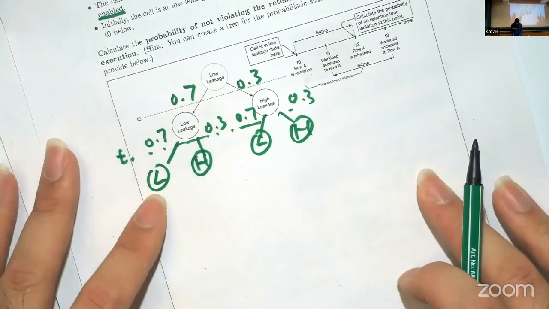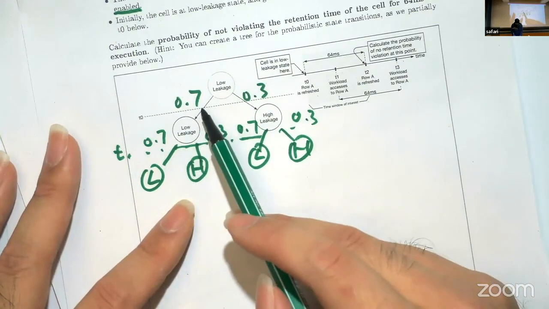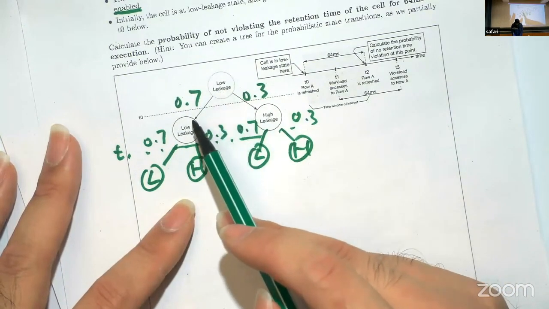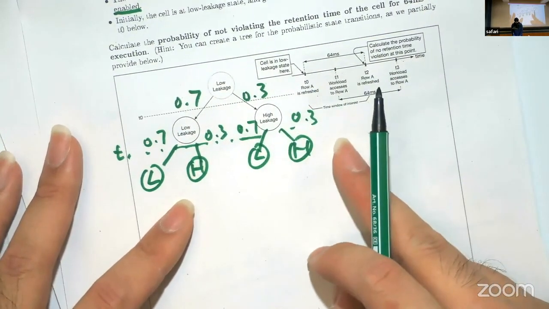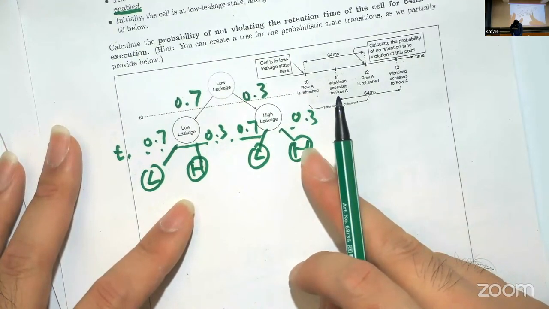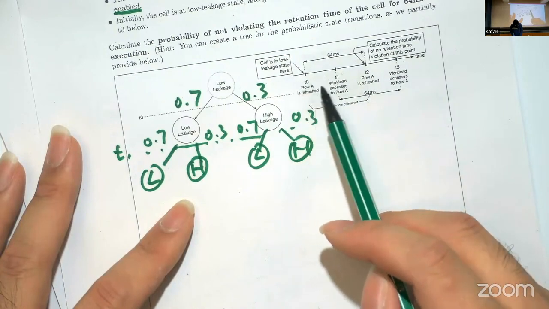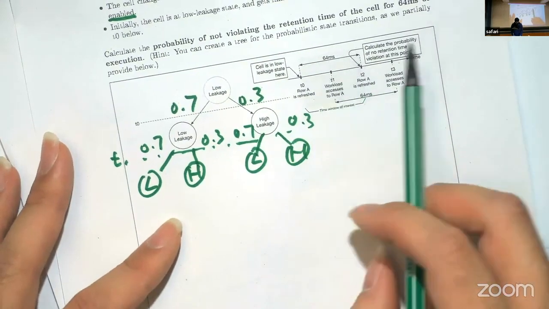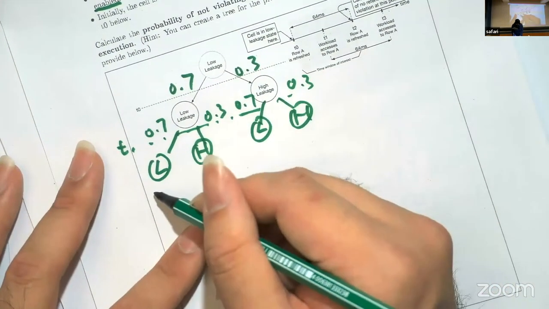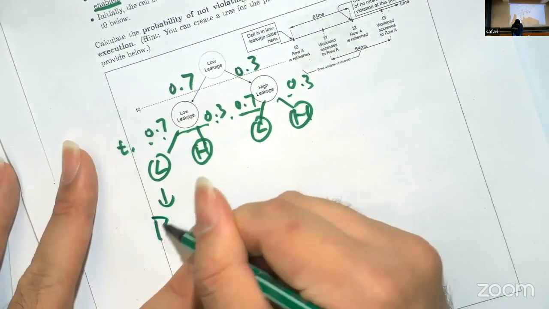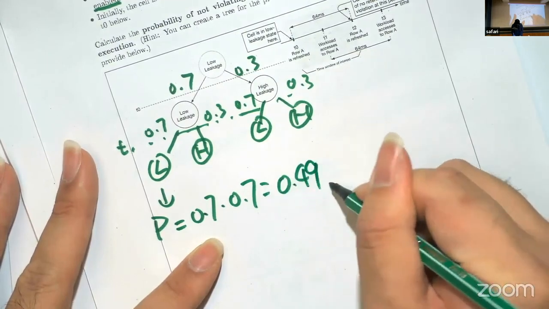So first, let's examine the leftmost L state. Since at all times it stays in the low leakage state, it can retain data for 128 milliseconds. And we know that the time between T0 and T2 is just 64. So there could not be any retention time violations. So this is a go. And this has 0.7 times 0.7, a 0.49 chance.